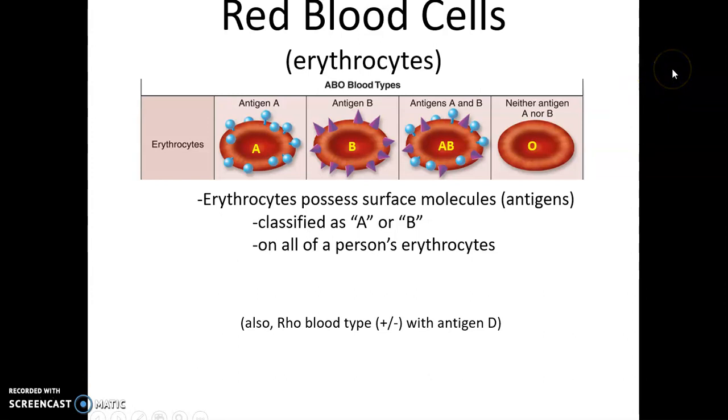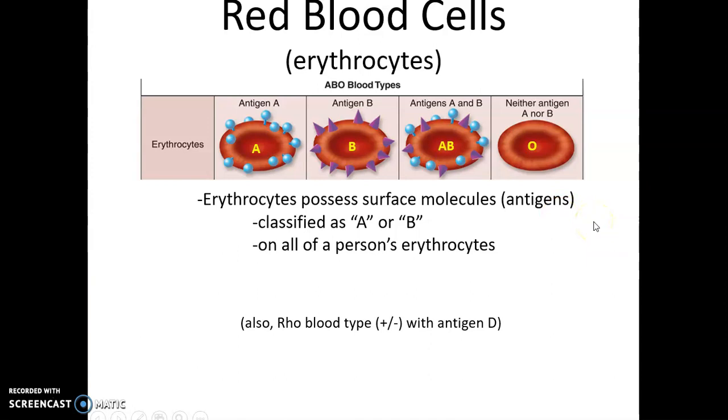Now, different people have different structures on their erythrocytes. They can either have structures A, so antigen A, on their red blood cells, or they could have structures B, antigen B, on their blood cells, or they can have both A and B, so they possess both the A antigens and the B antigens on the surface of their red blood cells, or finally, they have neither antigen, so they lack the A antigen and the B antigen.